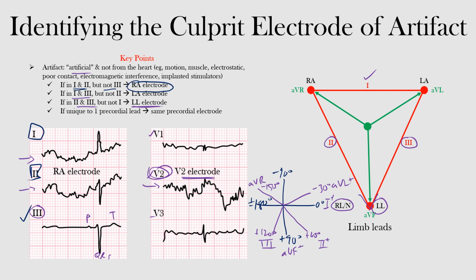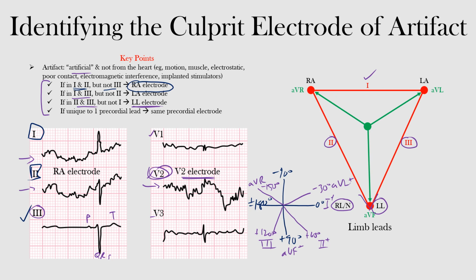All right, let's review what we discussed before we end here. An artifact is just an artificial finding that's not coming from the heart. We mentioned there's muscle or motion artifact, electrostatic, poor contact, electromagnetic interference, as well as implanted stimulators, and we'll look at some of these in upcoming lectures. What I want you to get from this are the main points. All you really have to do, as you've seen, is draw out Einthoven's triangle and look at the leads that have the artifacts in them. Where they intersect is the electrode responsible for the artifact.